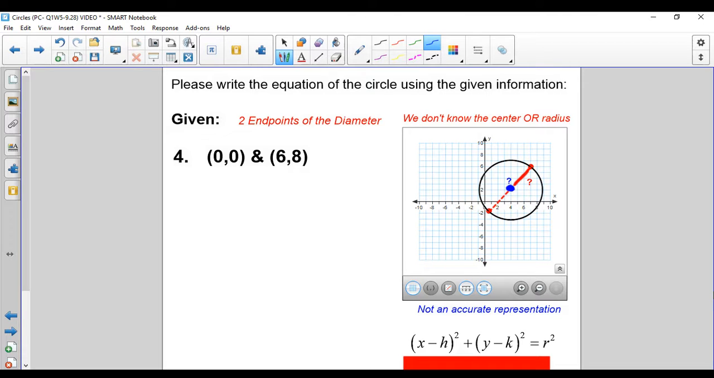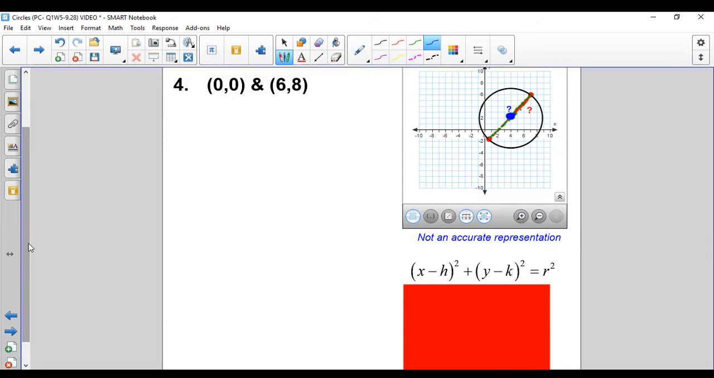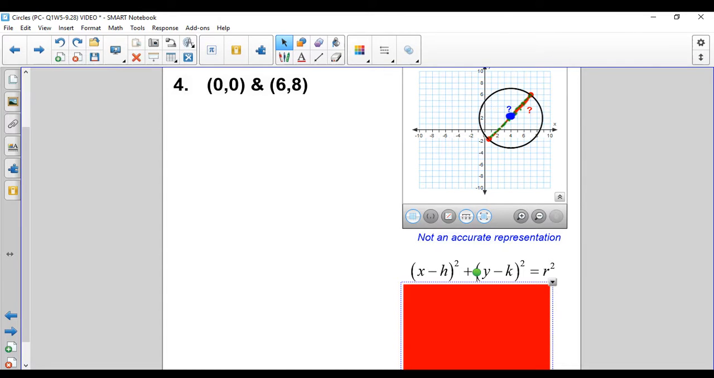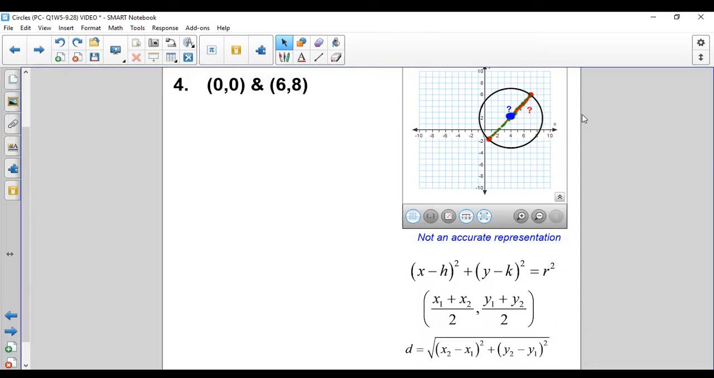We have here our diameter, or two endpoints of the diameter. The radius, or the center, sorry, is the midpoint of the 2 points of the diameter. So we need to find the midpoint first. So you find the midpoint using the midpoint formula. We find the center, which is using the midpoint formula.